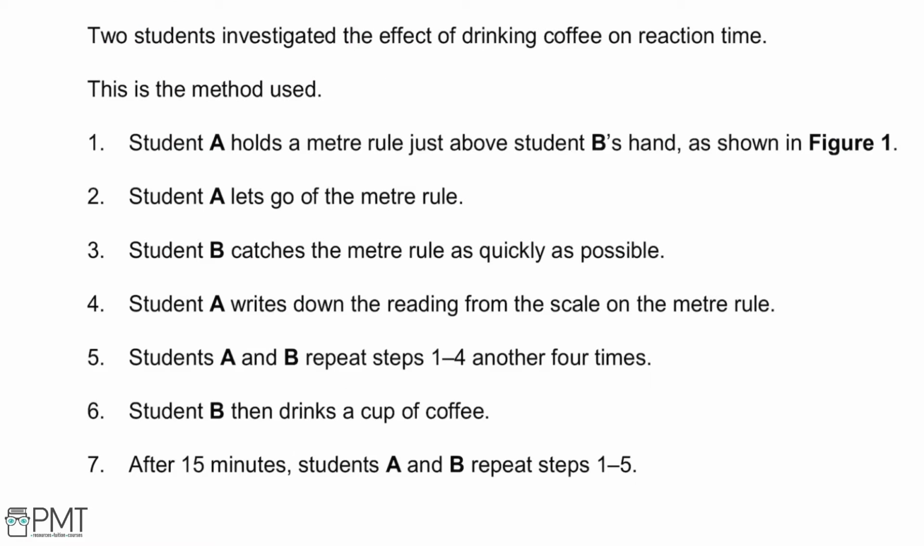Two students investigated the effect of drinking coffee on reaction time. This is the method used. Student A holds a meter rule just above student B's hand, as shown in figure 1. Student A lets go of the meter rule. Student B catches the meter rule as quickly as possible. Student A writes down the reading from the scale on the meter rule. Student A and B repeat steps 1 to 4 another 4 times. Student B then drinks a cup of coffee, and after 15 minutes, students A and B repeat the steps 1 to 5.